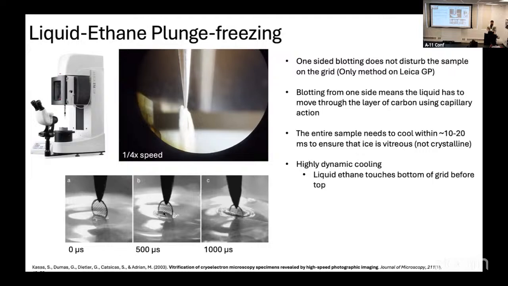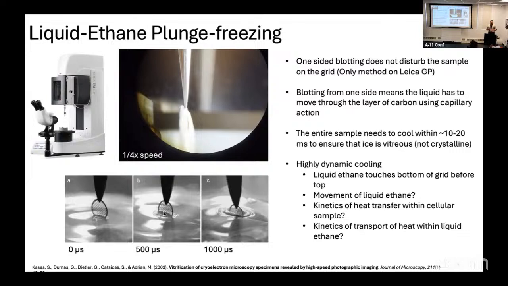And it's very dynamic. People have tried to figure out what part of the grid works better. If cells are touching the grid bars, is that better than cells not touching the grid bars? It really seems to be sample dependent. And the proof is in the pudding. You have to look in the actual lamella and see if it's actually vitrified.